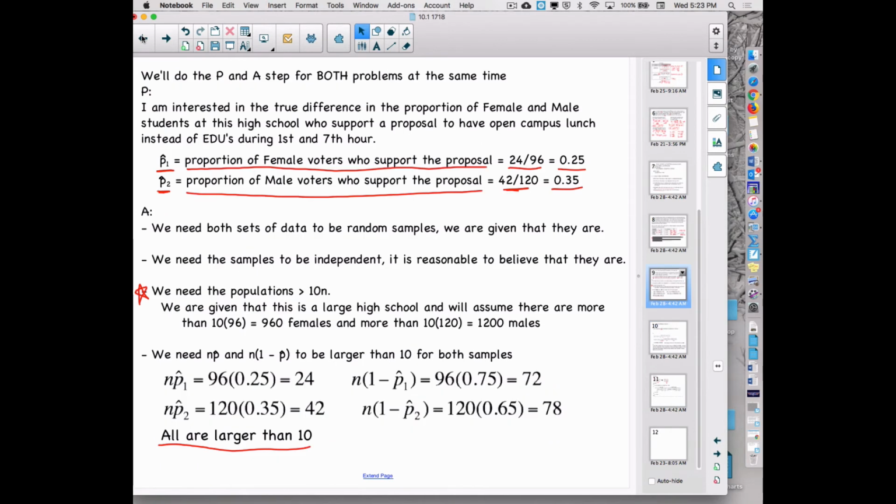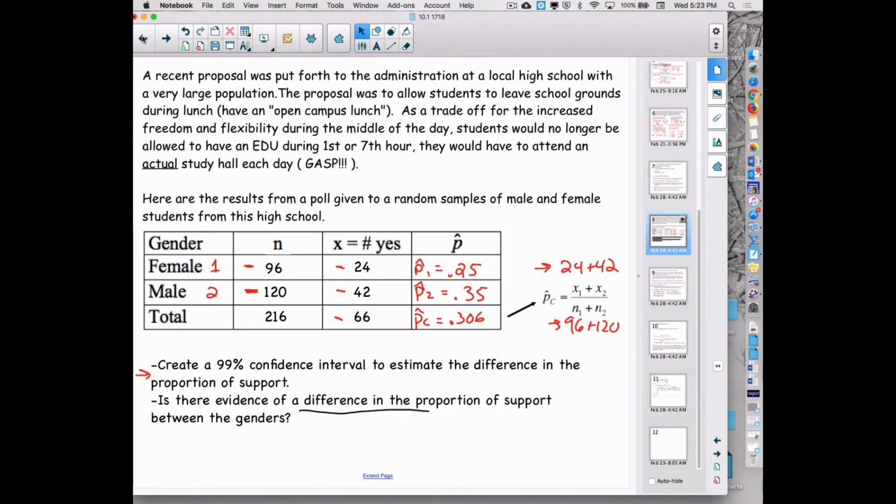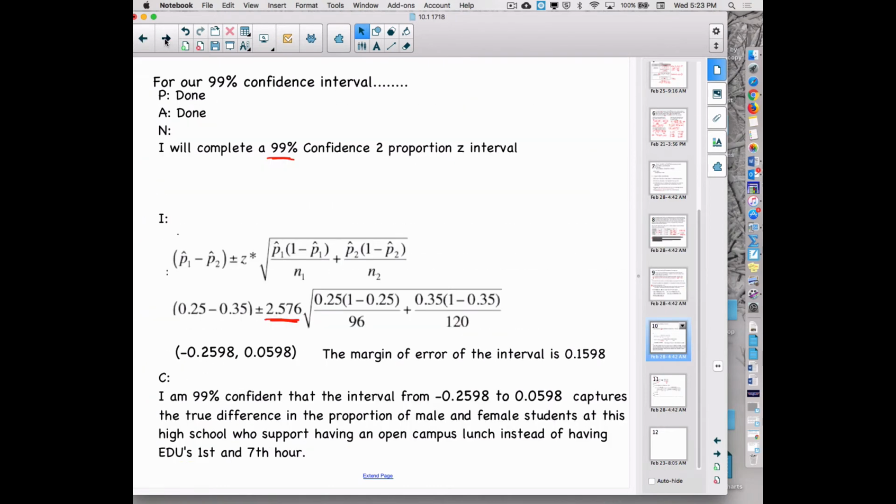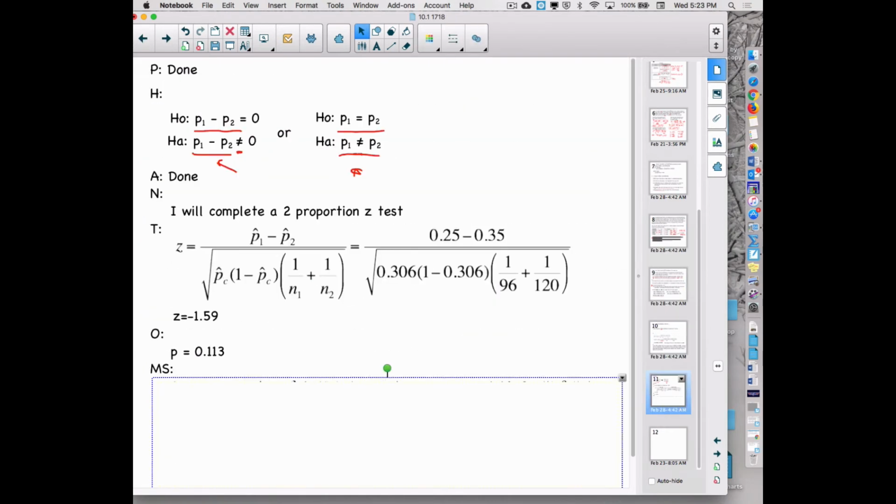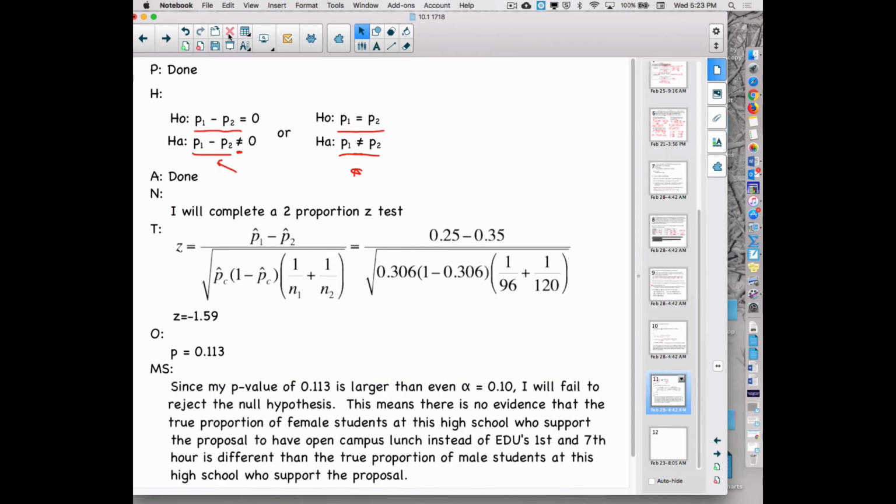Did they give us an alpha here? My alpha in this problem was no. So you can choose what alpha you use as long as you stick to 1%, 5%, or 10%, and you state it in your conclusion. So here I said, since my p-value of 0.113 is larger than alpha equals 0.10. I put larger than even as the kind of way to emphasize, like, listen, this is bigger than any of the alphas we use. Alpha equals 10% is the largest.